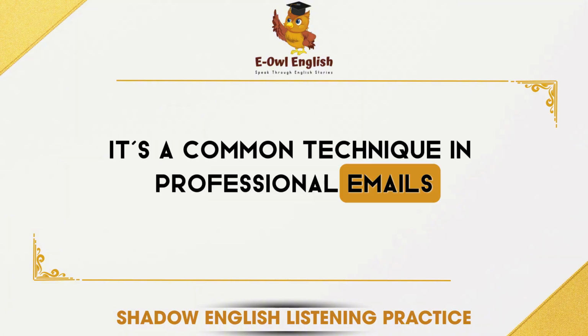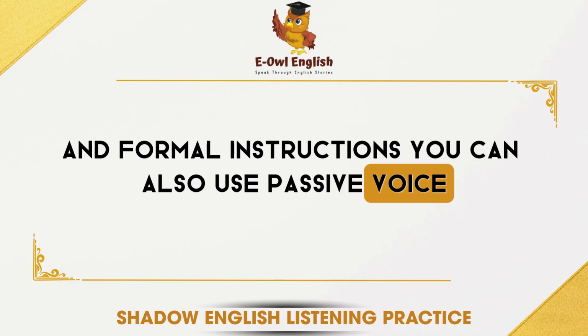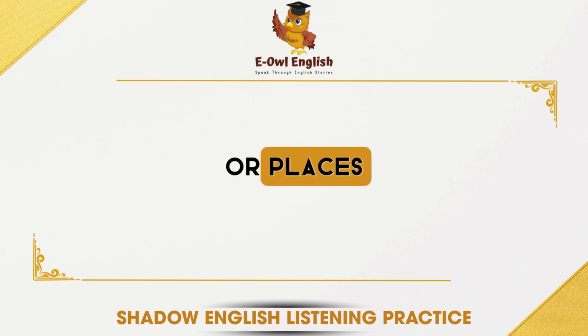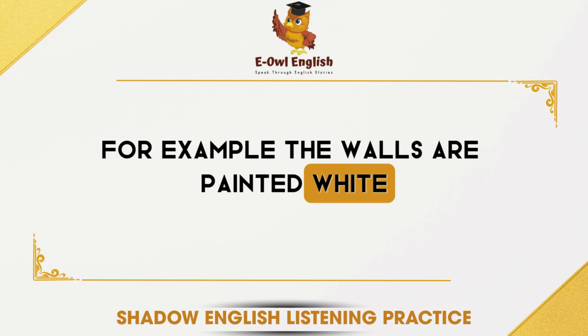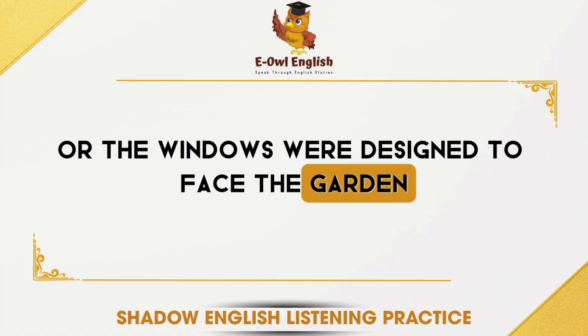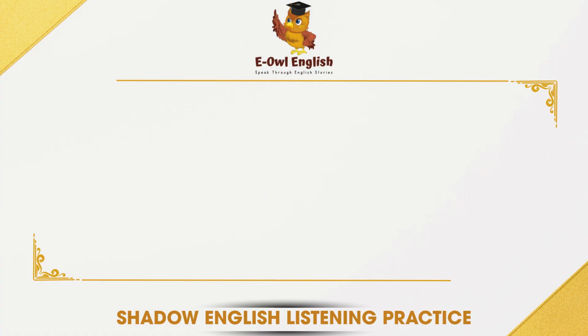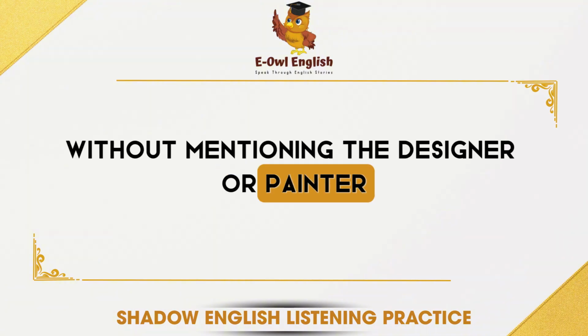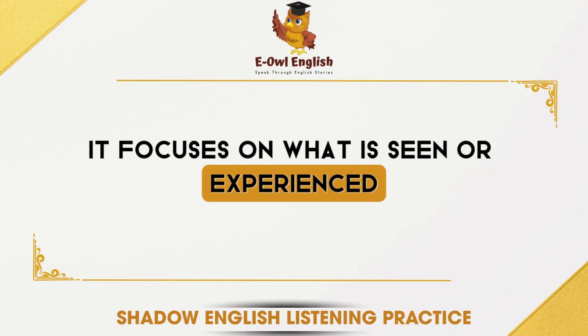It's a common technique in professional emails and formal instructions. You can also use passive voice when giving descriptions of objects or places. For example, the walls are painted white, or the windows were designed to face the garden. This helps describe the appearance or design of something without mentioning the designer or painter. It focuses on what is seen or experienced.